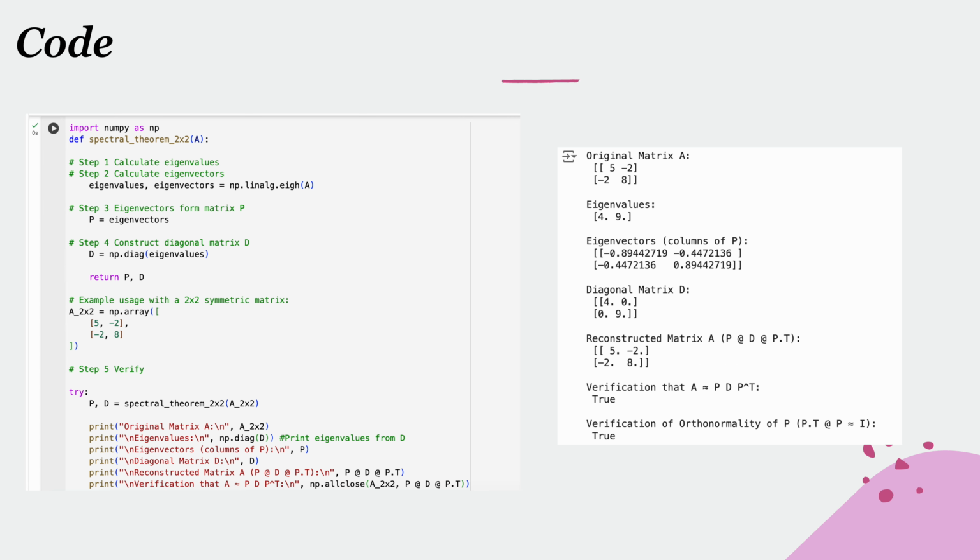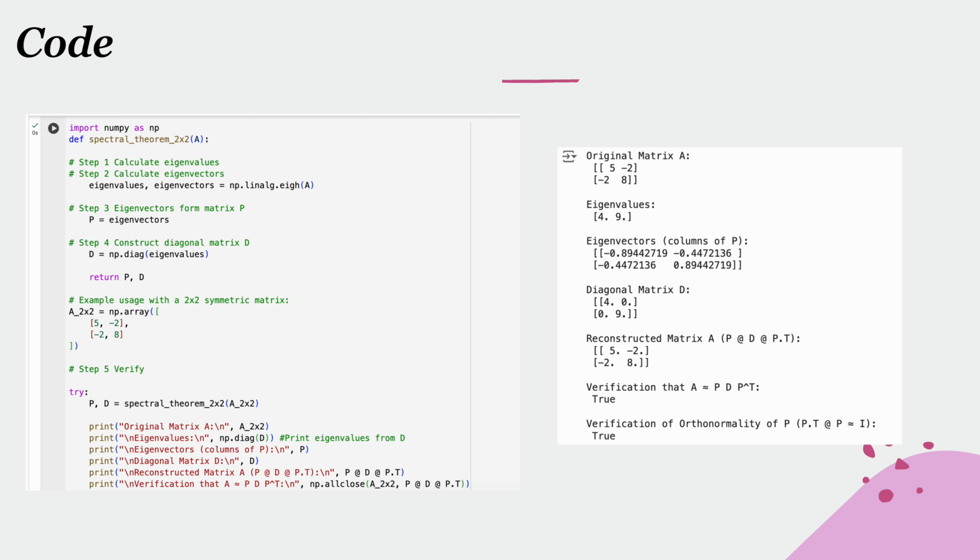Now, I've written a short code in Python to showcase the eigenvalues and eigenvector calculation. It's pretty simple, using NumPy, and a 2 cross 2 spectral theorem example is here. As you can see, the original matrix that I've used is 5, -2, -2, 8. It does the calculation of eigenvalues, which we'll do manually as well.